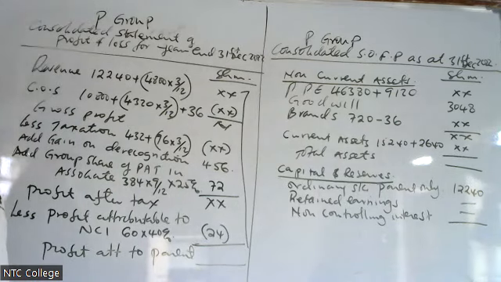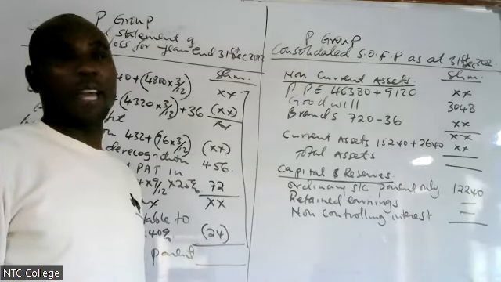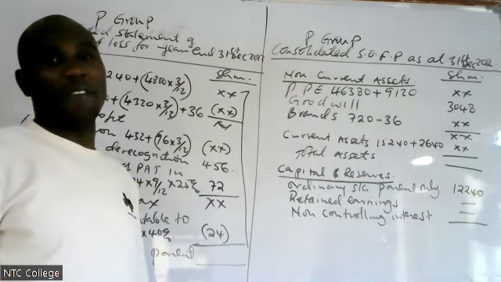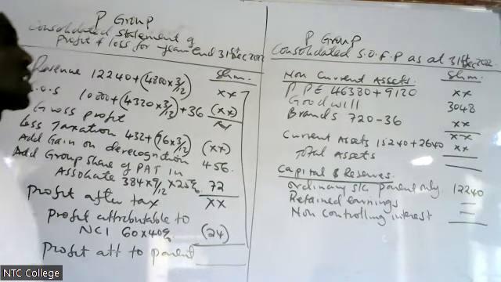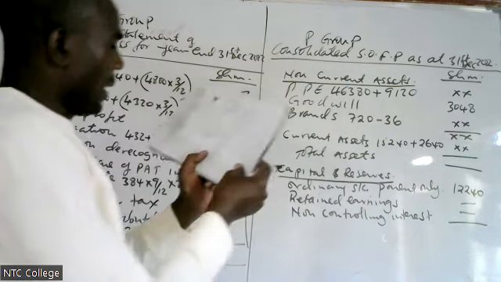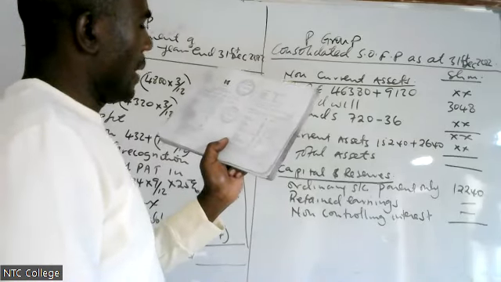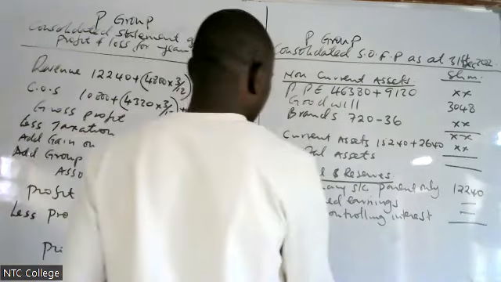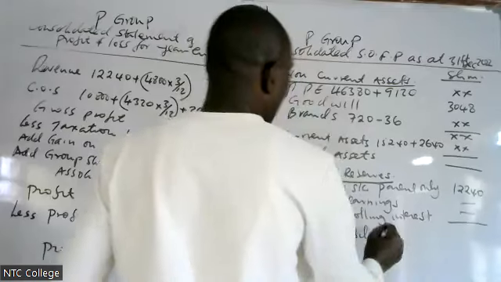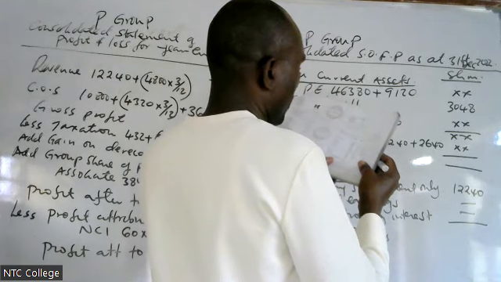And also in an exam, make sure that these items come last because they take a lot of time. But this one is just addition. These two items take your time. Therefore, even in an exam, do them last after you have done everything. We have current liabilities, 8940 plus 1320.